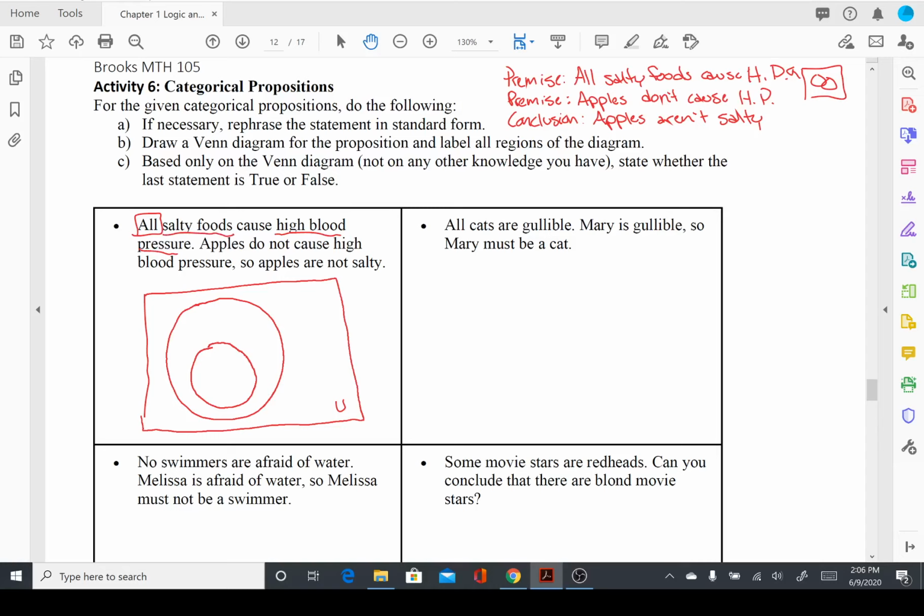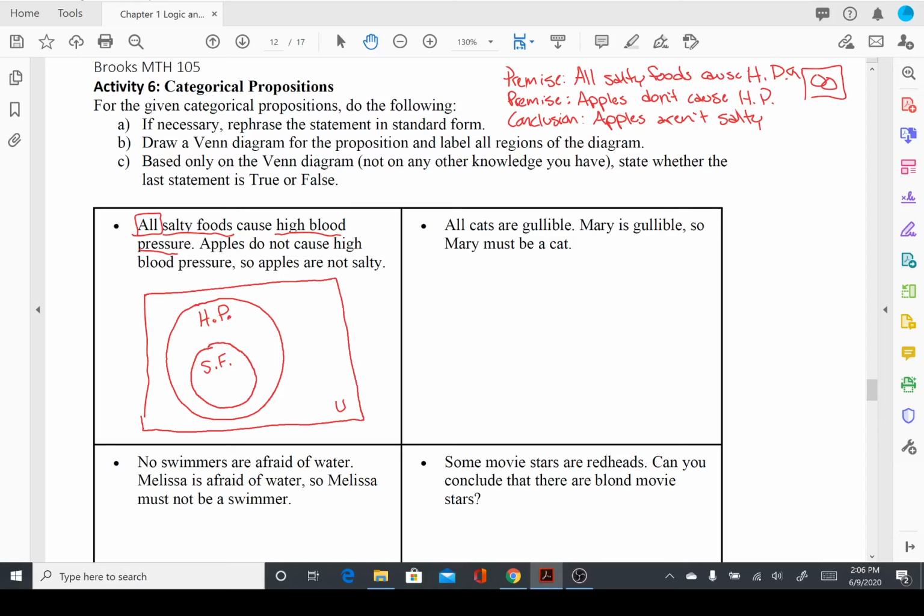So this is often hard. We often want to put the first topic as the big circle, but I always go back and think about all trees. I go back and think about all maples are trees, and the maples are the smaller group. In this case, salty foods is in the maples spot of the sentence. So salty foods is the smaller set, and high blood pressure causing things is going to be the larger set.